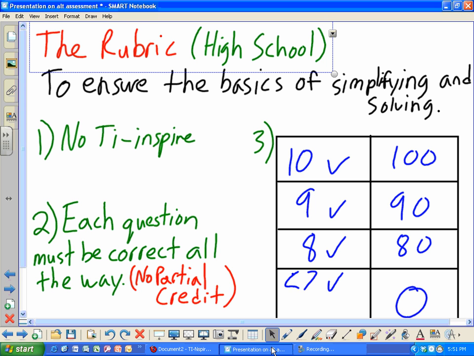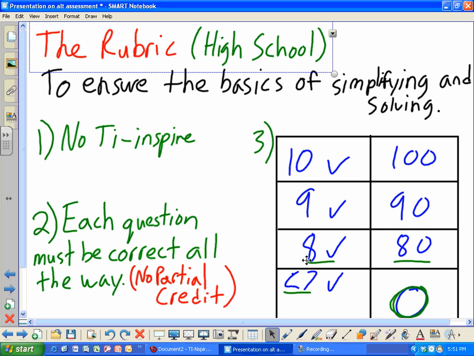Requirement number 2, each question must be correct all the way, which means no partial credit will be given. Requirement number 3, the student must have at least 8 correct. If the student does not have 8 correct, let's say 7 or below, the student will come out with a grade of a 0, which is a big one. That means we're serious. We want you to know how to do simple equations, right? Got to master how to do these very simple equations.